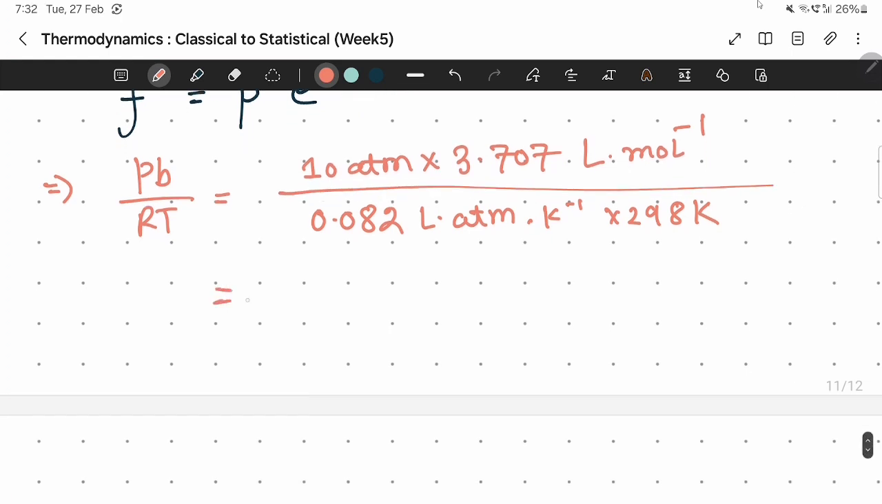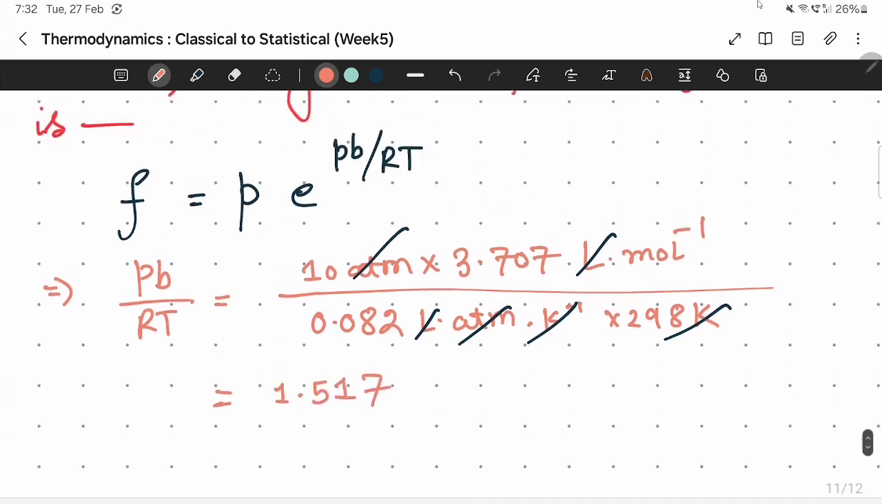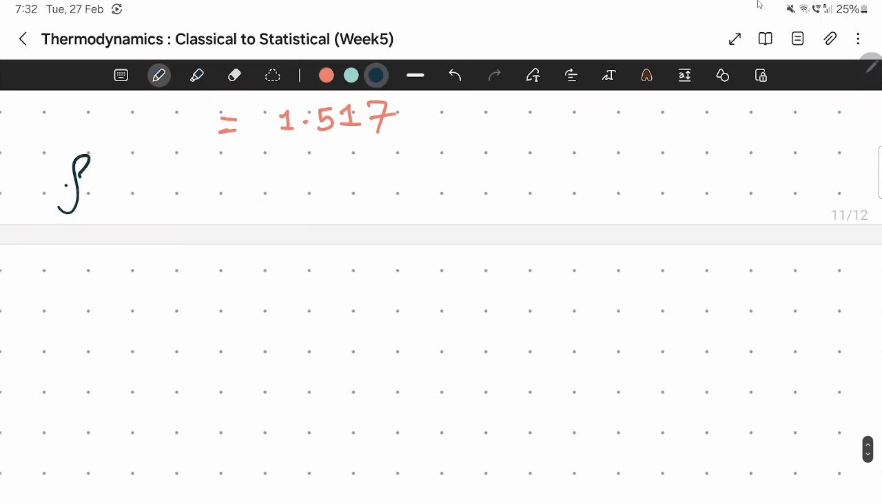Okay, so now atm and atm cancel out, liter and liter cancel out, Kelvin and Kelvin cancel out. So mole inverse will be there, since this is for 1 mole. What would be the value? 10 divided by 298 into 0.082 into 3.707. So it is 1.517, a unitless value because it's in the exponent. So f will be 10 atm into e to the power 1.517.